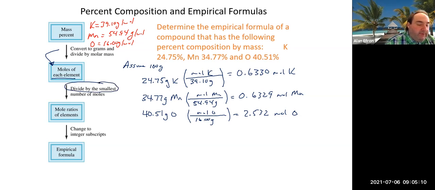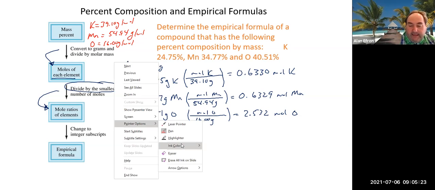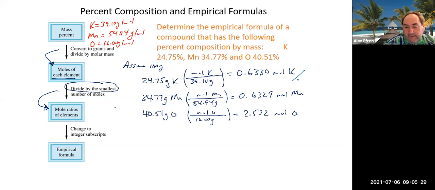Now that we have everybody in moles, the next thing we want to do is find which one of those numbers is the smallest, and divide everybody by it. In this case it looks pretty close, but it is the Mn that just slightly beats everybody else out. So the Mn is what we want to divide everybody by. We divide this one by 0.6329, we also divide this one by 0.6329, and lastly we divide this one by 0.6329.